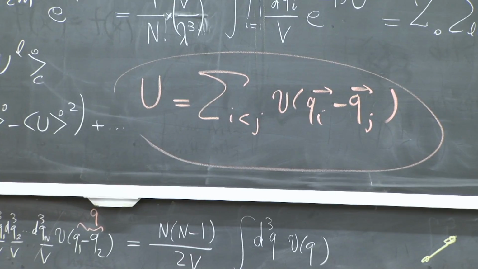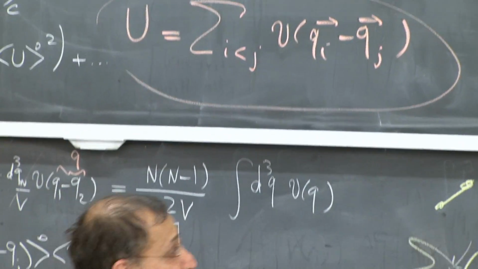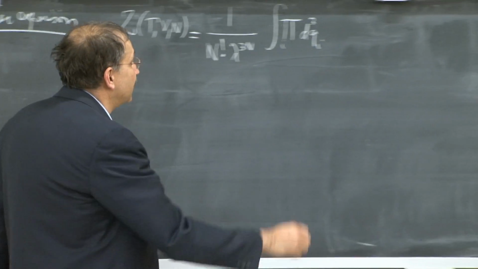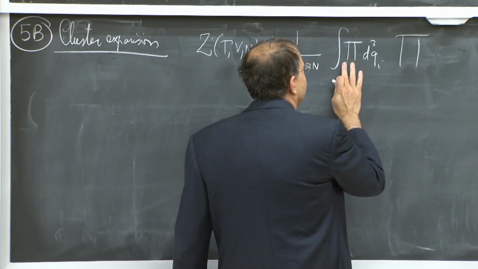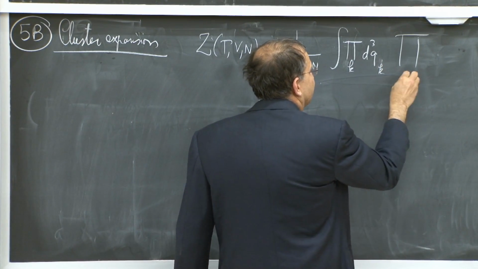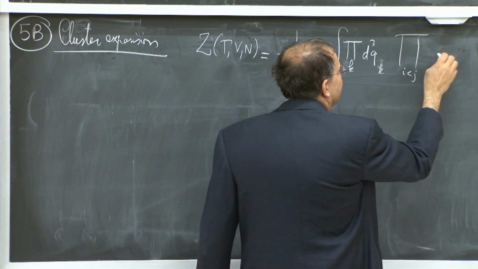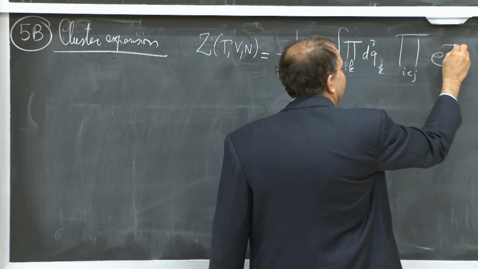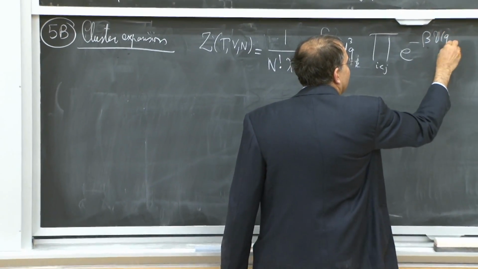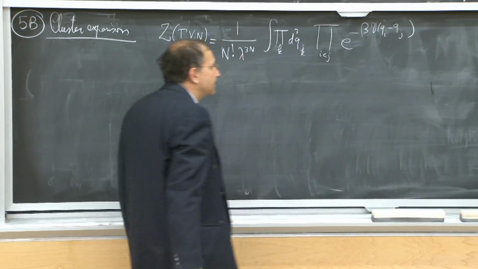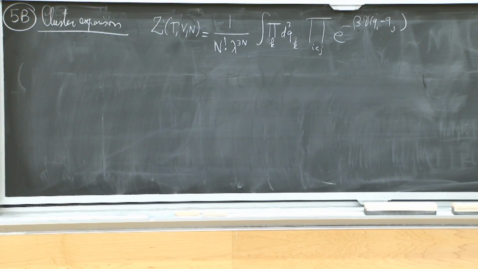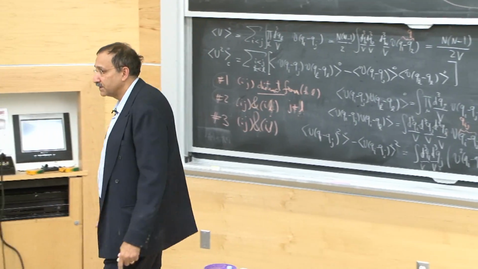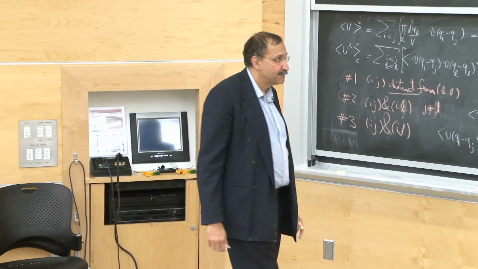U is the sum of various terms. So e to the minus beta u will be a product over all, let's call this k pairs ij, e to the minus beta v of qi minus qj. Right? So basically, the only thing that I did was e to the minus beta, this quantity, I wrote as a product of contributions from the different pairs. Okay?